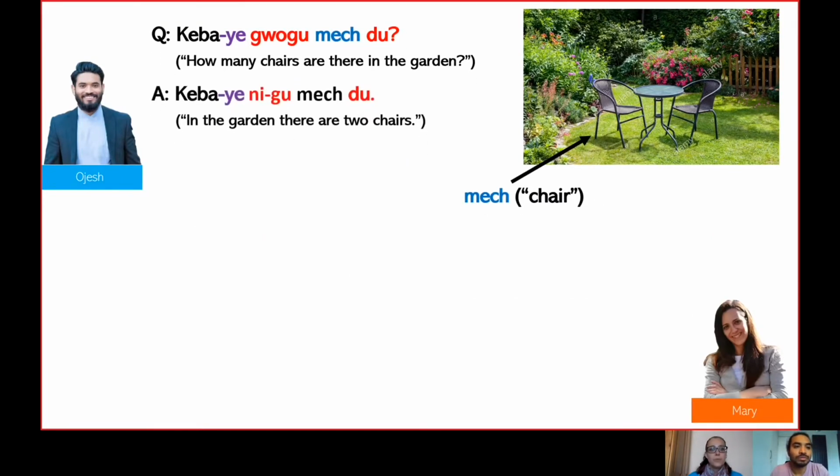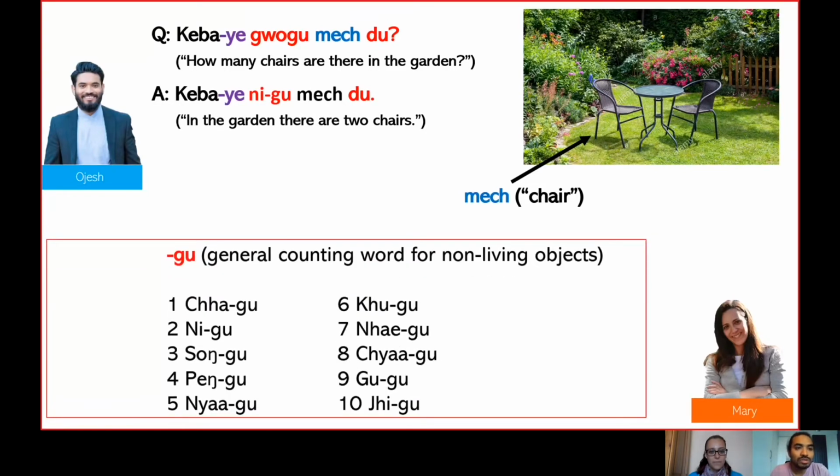Kebae, nigu mechtu. Alright, as we said, gu is the counting word for non-living things and is added to numerals when counting items. So if we want to count non-living things from 1 to 10 in Nepal Bhasa, I can say chagu, nigu, songu, pengu, nyagu, khugu, negu, chagu, gugu, and jigu.